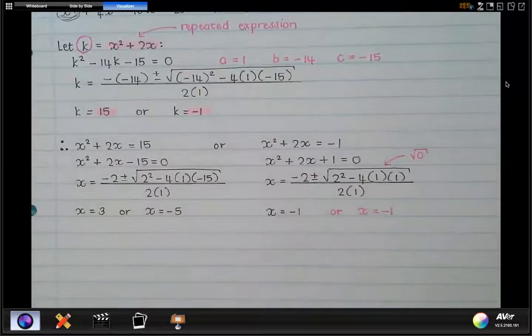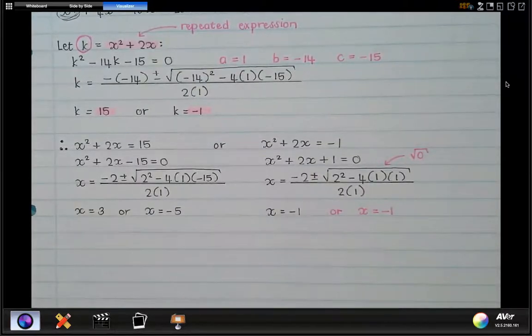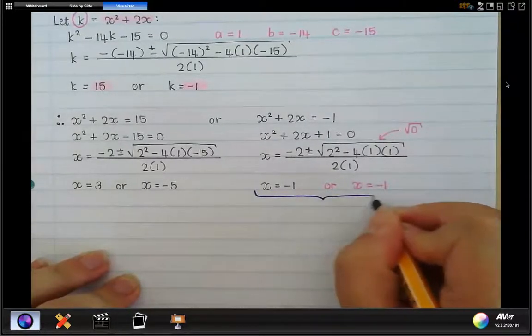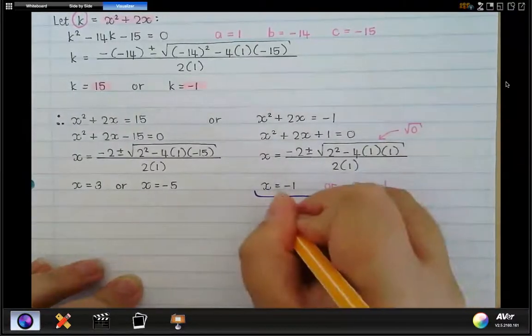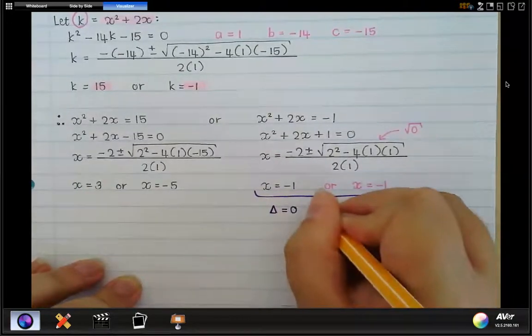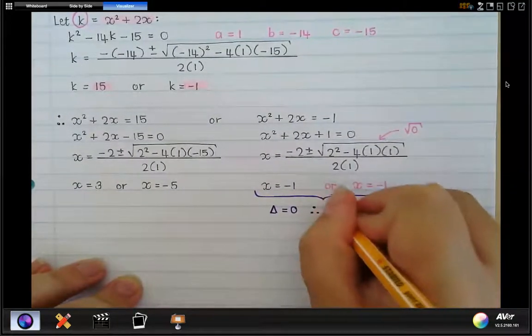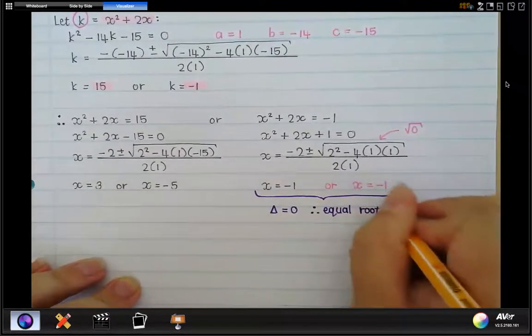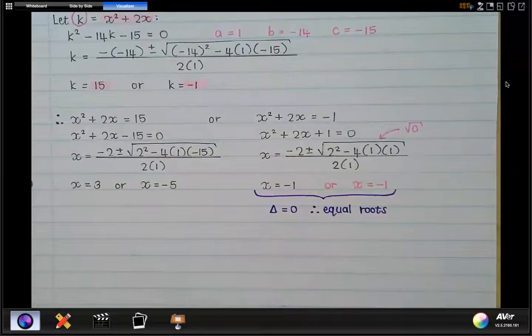All right, so I'm just going to make an extra note here at the bottom because it does link into some stuff that we've spoken about before. We just haven't actually seen it yet. So here, I'm just going to say that delta is equal to 0, therefore equal roots. Okay, you can just add that as a note at the bottom.